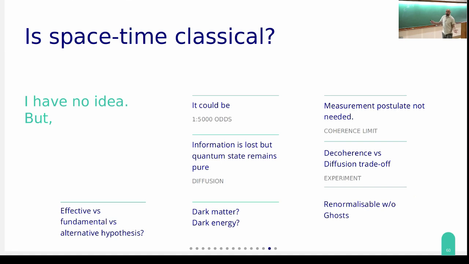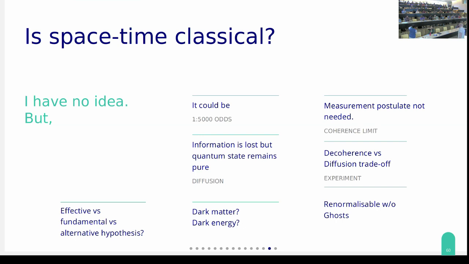So let me just return to the question: is space-time classical? I have no idea. It could be. And I put the odds much greater than this, I think partly because of the renormalizability, but I really have no idea what nature has decided. So the main points are that if you accept that space-time is classical, here are the consequences. You find that information is lost, but the quantum state remains pure. So the quantum information is not lost. This is experimentally testable. You don't need the measurement postulate. At the very least, this could be an interesting effective theory or an alternative hypothesis if we're going to be doing experiments on the quantum nature of gravity. So with that, I want to thank you for your attention.